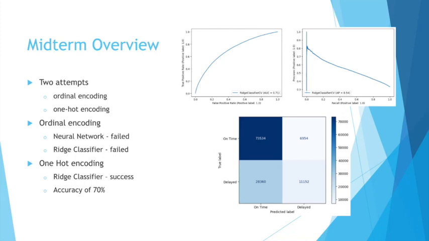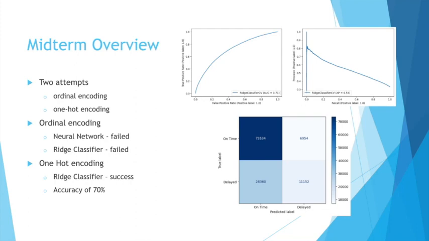For our two midterm models, we had two main attempts, one with ordinal encoding and one with one-hot encoding. And we used two different models, a neural network and a ridge classifier with the ordinal encoding. We found that both failed in this case. And what did end up working is we used a ridge classifier with our one-hot encoding, which we found a little bit more success. We had an accuracy of 70%.